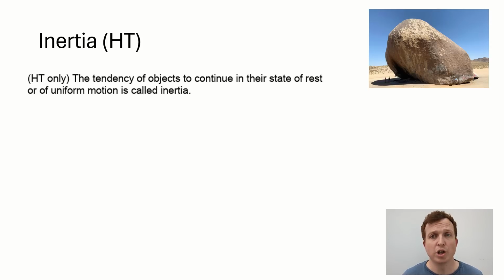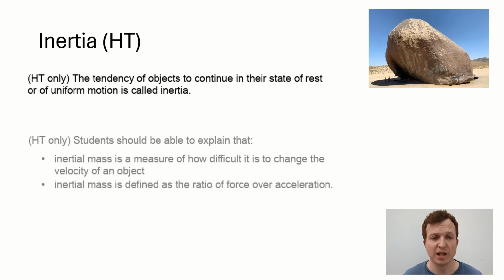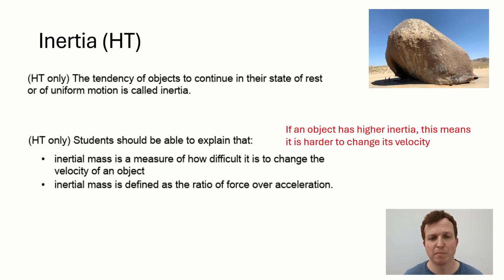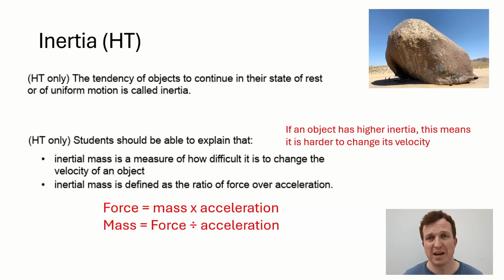You also need to know what inertial mass is, which is a very similar idea. Inertial mass is a measure of how difficult it is to change the velocity of an object. So if you want to change its velocity, if it's got a high inertia, a high inertial mass, it makes it more difficult to do. We can define inertial mass as the ratio of force over acceleration. So when we say force over acceleration, that comes from our definition from Newton's second law, F equals ma, which if we divide by acceleration, then we get the inertial mass. So it's basically just a rewording of Newton's second law.